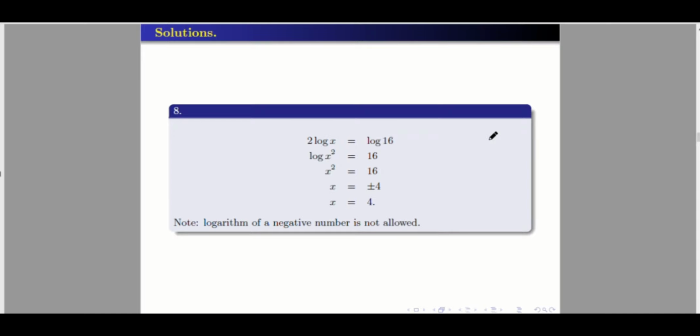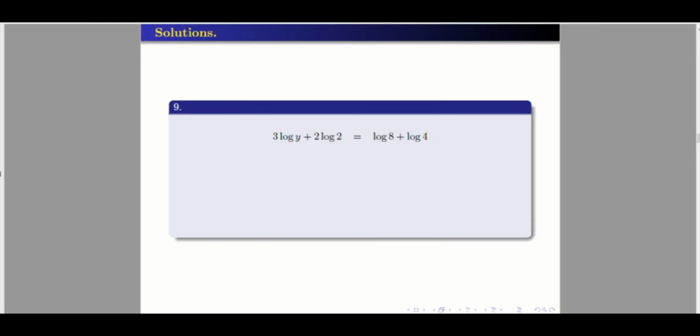Okay, and then taking the square root, it is plus and minus 4. Again, by the definition of logarithm, this should be positive because we do not have any log of a negative number. So we will only accept positive 4.